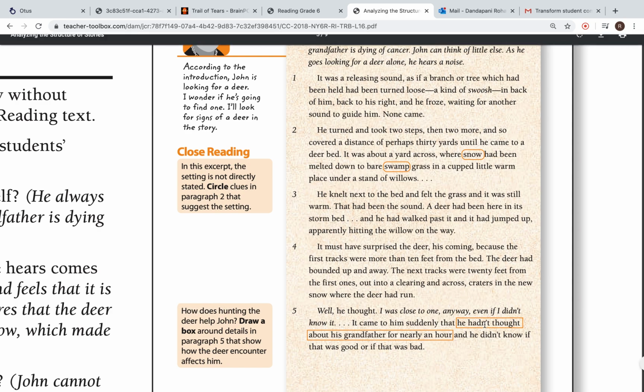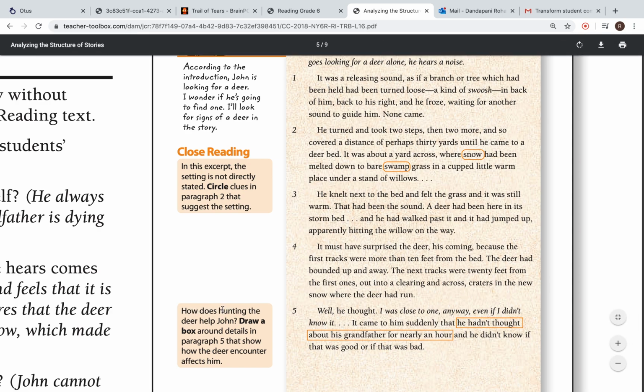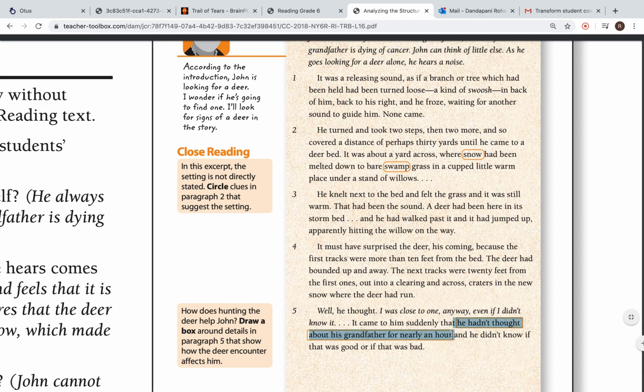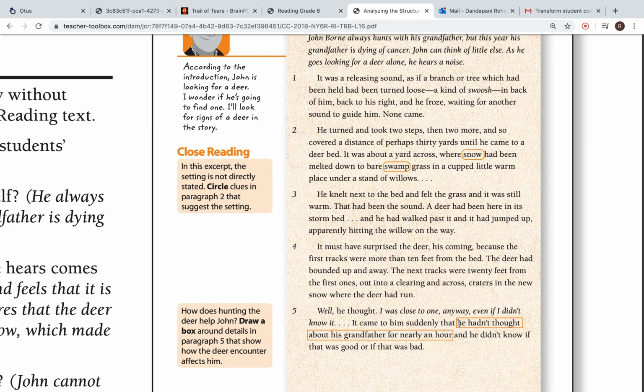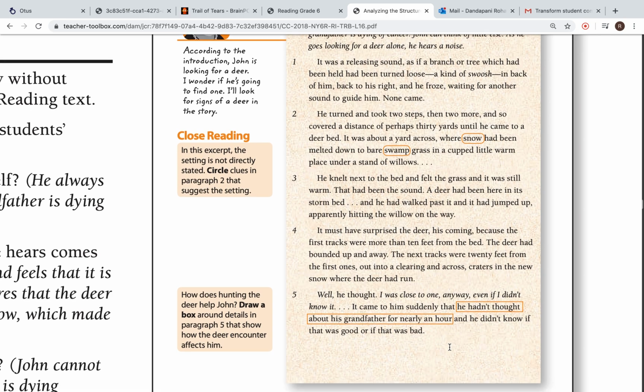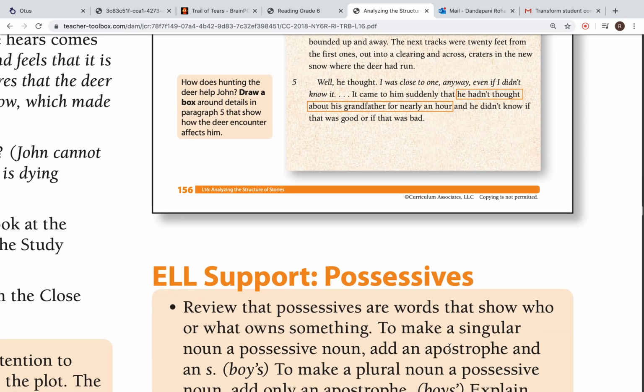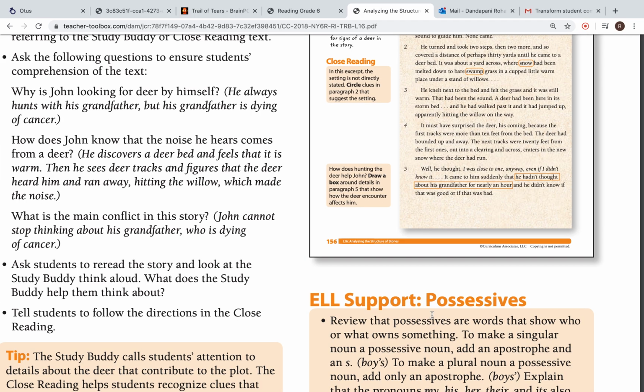So, we want to wonder why this is boxed, right? It says, how does hunting the deer help John? Draw a box around details in paragraph 5 that show how the deer encounter affects him. So, this is boxed because this shows us that the deer encounter caused him to not even think about his grandfather for nearly an hour, right? Because he was so concentrated, he was so focused on the deer encounter, right? So, let's go on to the next page.